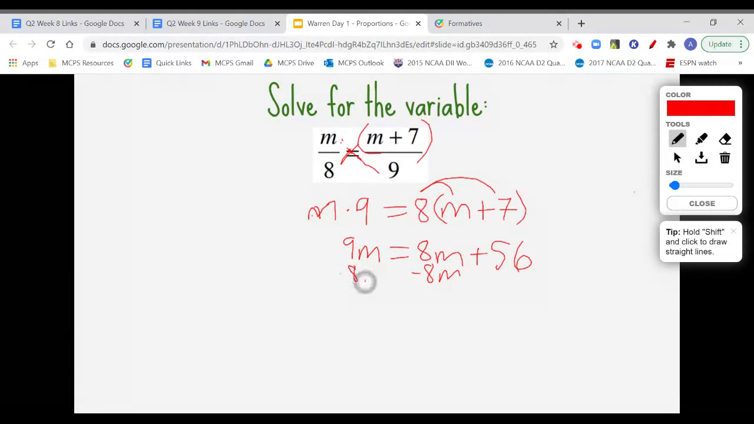When you subtract 8m from 8m, that becomes 0, because anything minus itself is 0. So that goes away, and it leaves you with just 56 on the right side. But on the left side here, 9m minus 8m leaves you with just 1m left. So m is equal to 56.